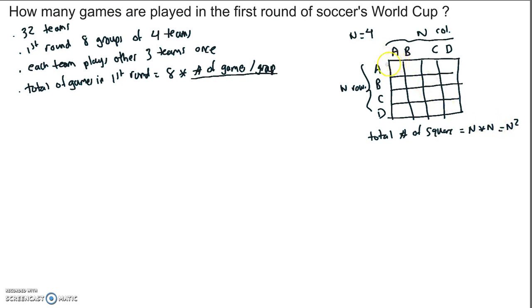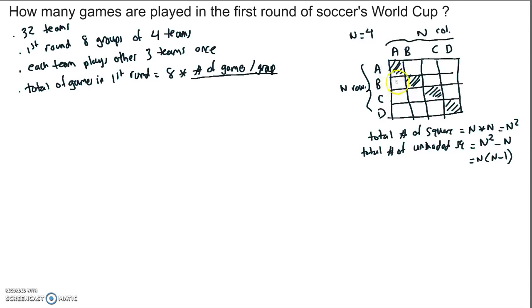Now, Team A cannot play against itself, so we have to get rid of this square, and the same for the other teams. All of the squares along the diagonal will have to be removed. How many squares do we end up removing? The number of squares in the diagonal is equal to the number of teams, so it equals 4, or n. So the total number of unshaded squares equals n squared minus n, the number of shaded squares. That equals n times (n minus 1).